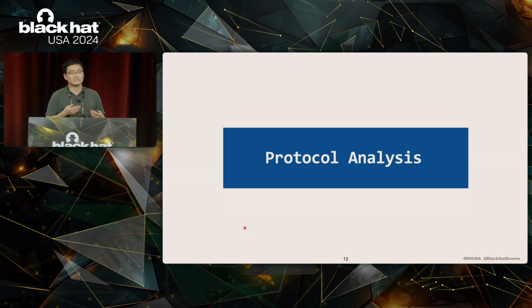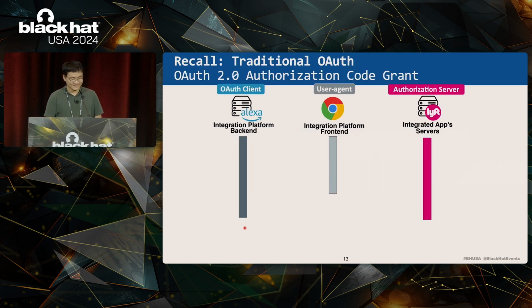So next, we'll go into the technical details. We'll go through the protocol flow and highlight how the OAuth protocol can be abused in account linking. Under the hood, account linking is based on the OAuth 2.0 authorization code grant. This actually coincides with the traditional OAuth use case where the authorization can be granted to the OAuth client. So it's a 3-legged protocol done in 2 phases. There are 3 entities involved.